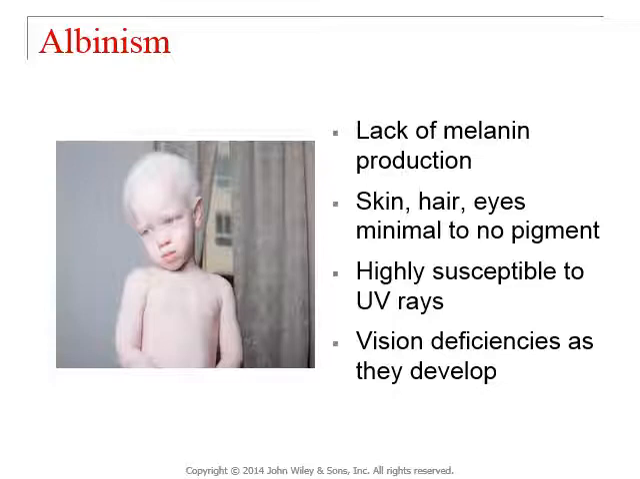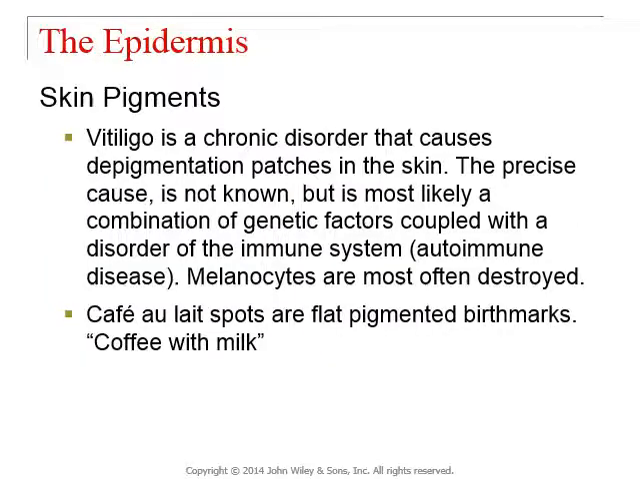It can also destroy a lot of the nerve cells found therein. So vision deficiencies are very common with people with albinism. Now, another type of skin disorder very similar to albinism, but with a very distinct difference, is vitiligo.